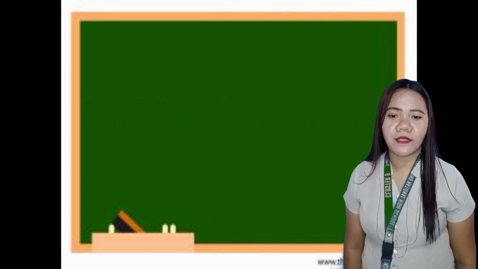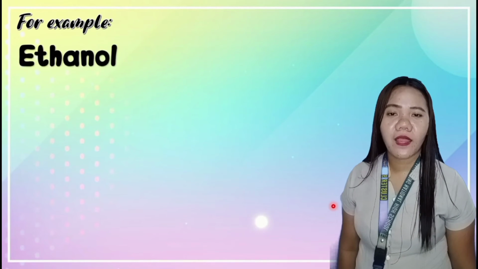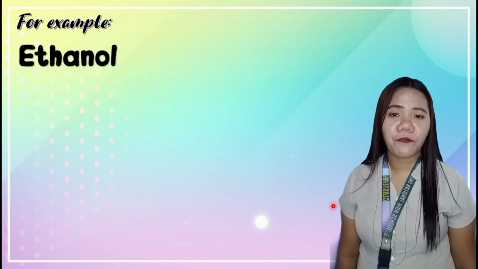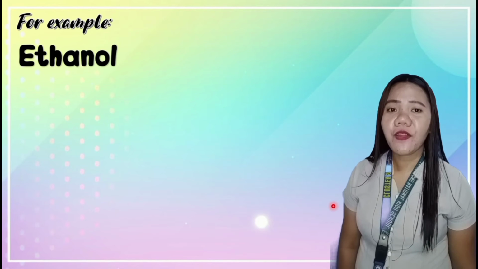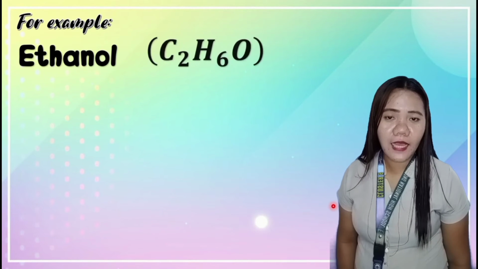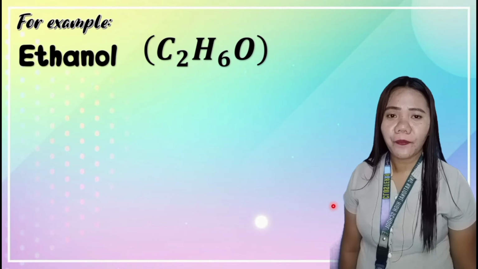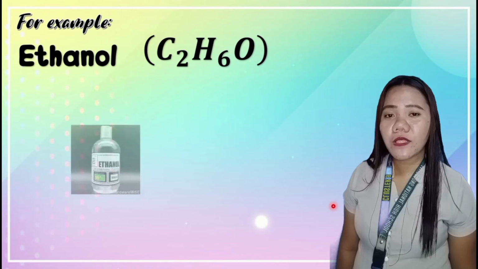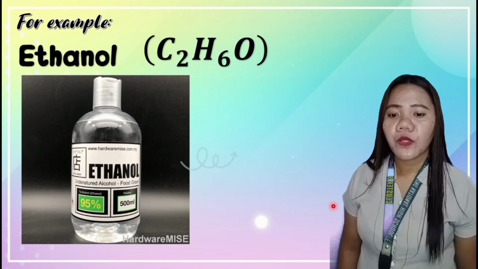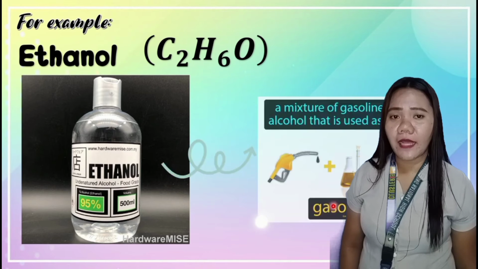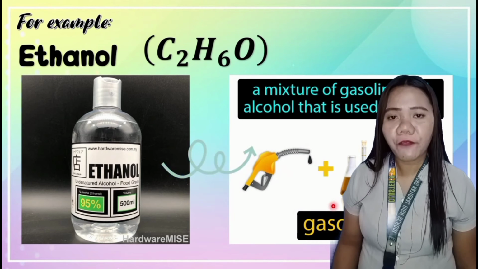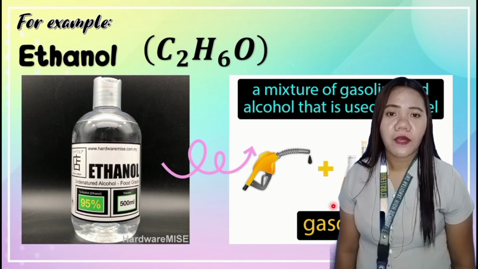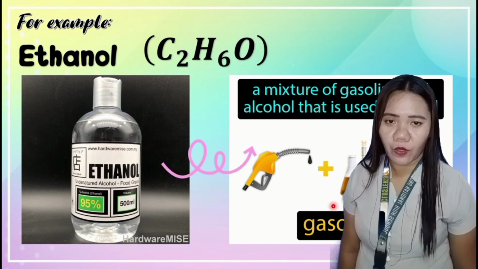Let's have an example. Let's have this ethanol. Ethanol is an alcohol obtained by fermenting sugar from grapes, corn, and other fruits and grains, and it has a chemical formula of C2H6O. Ethanol is often added to gasoline as an octane enhancer to form a fuel that we call gasohol. Now, let us compute the percentage composition of ethanol.